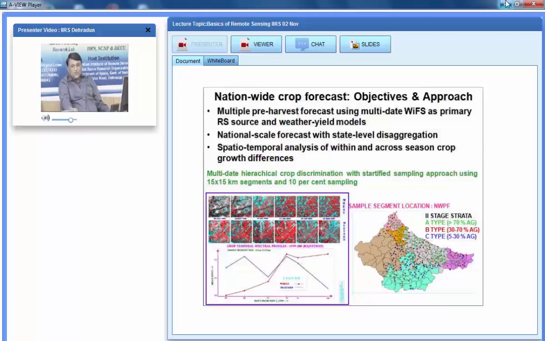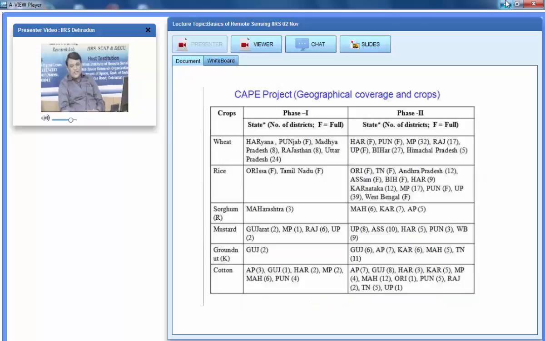But in the case of wheat crop, one should take a 2 or 3 dates decision rule to separate out wheat crop from the other crops. The CAPE project covers many crops, particularly wheat, rice, sorghum, mustard, groundnut and cotton. As of now, major 8 crops are considered and for them acreage estimation is prepared and provided to the user agency. So for wheat crop, Haryana, Punjab, Madhya Pradesh, Rajasthan, Uttar Pradesh, various methodologies have been developed and the operational wheat crop acreage is given to the user agency.